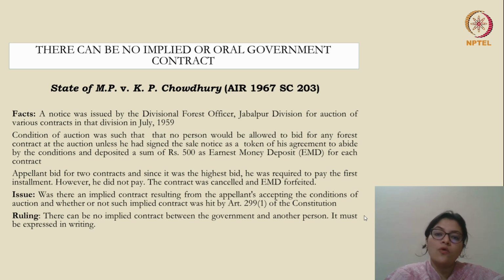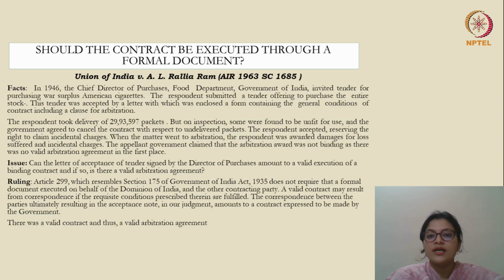And since there was no contract, there could not have been any obligations that flowed from it. So from this particular case, we learn that there can be no implied or oral government contract. The word executed implies that there has to be an expressed contract which is produced in writing.